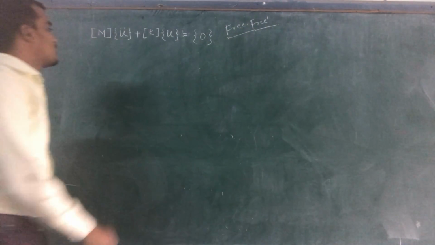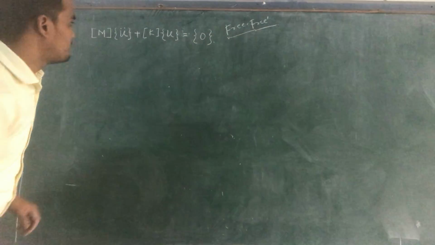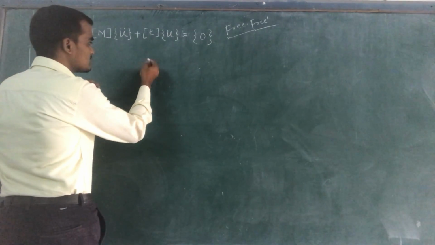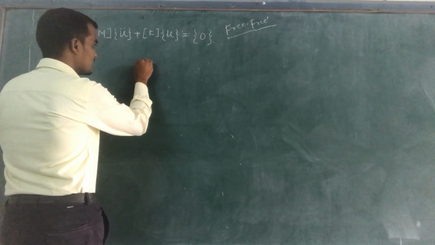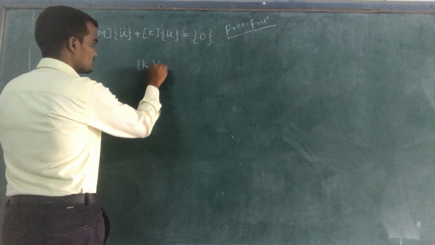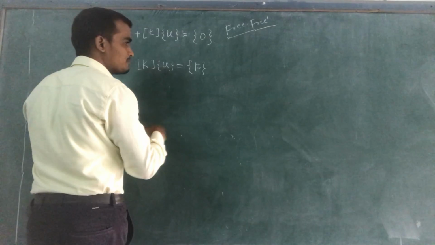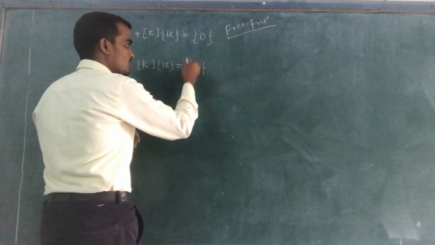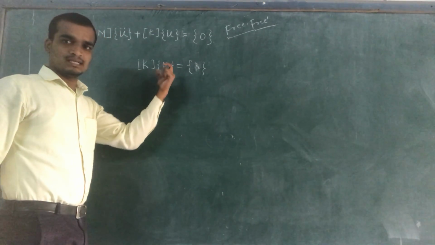Okay, so how to solve this equation? As we know, in previous chapters we have learned how to solve these algebraic equations. We have written our relationship like k times u is equal to f. After applying the boundary conditions we will get 0 or some values, because the unknowns should be removed by applying the boundary conditions.